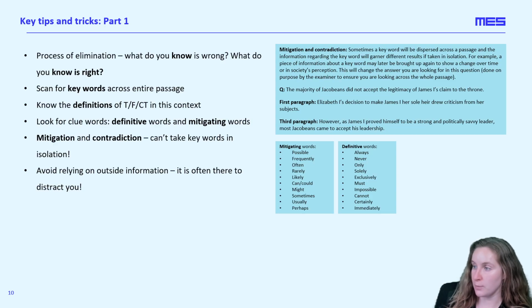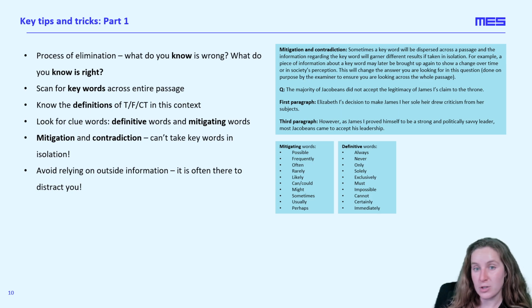For example, the question could be, the majority of Jacobeans did not accept the legitimacy of King James I's claim to the throne. The first paragraph, it may say, Elizabeth I's decision to make James I her sole heir drew criticism from her subjects.